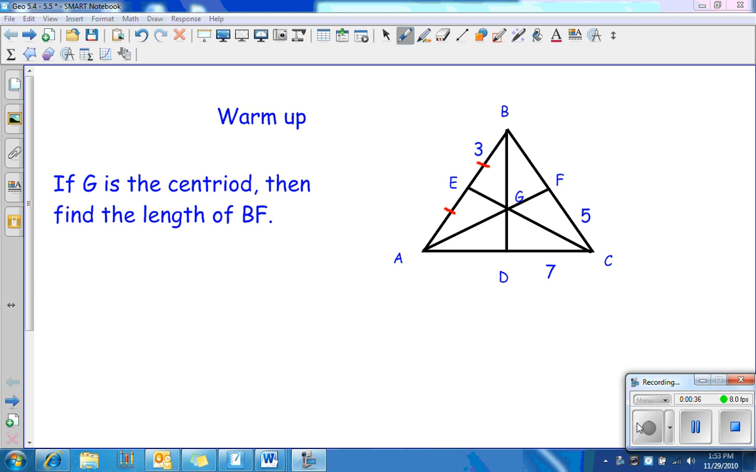All right, so that's not it, because AE is 3. Yeah, so then it's 5. Everybody agree it's 5? Yeah. Good. It is 5.